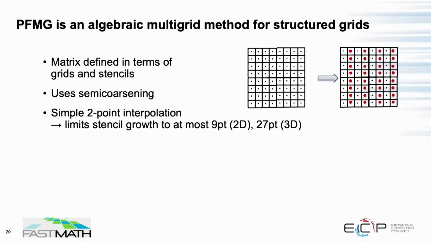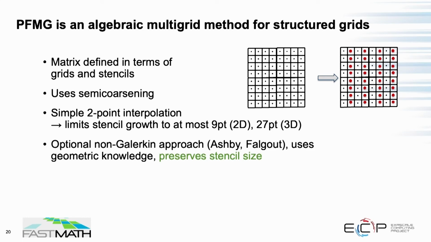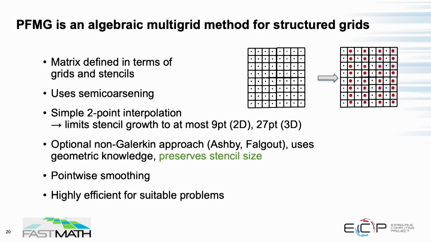Now let's look into PFMG in more detail to better understand why the stencils don't grow. Here our matrix A is defined in terms of grids and stencils, and this method uses semi-coarsening. It uses a simple 2-point interpolation, and this is what allows it to limit the stencil growth, which again is important for the performance as we coarsen. There's also a non-Galerkin approach, which can use additional information to actually preserve the stencil size as you coarsen. And this is really our most efficient solver if you have the right type of problem.